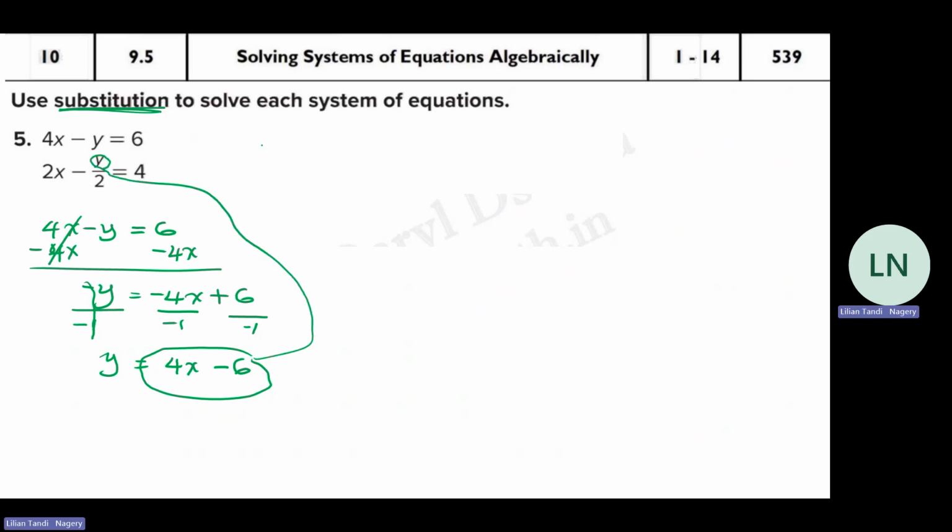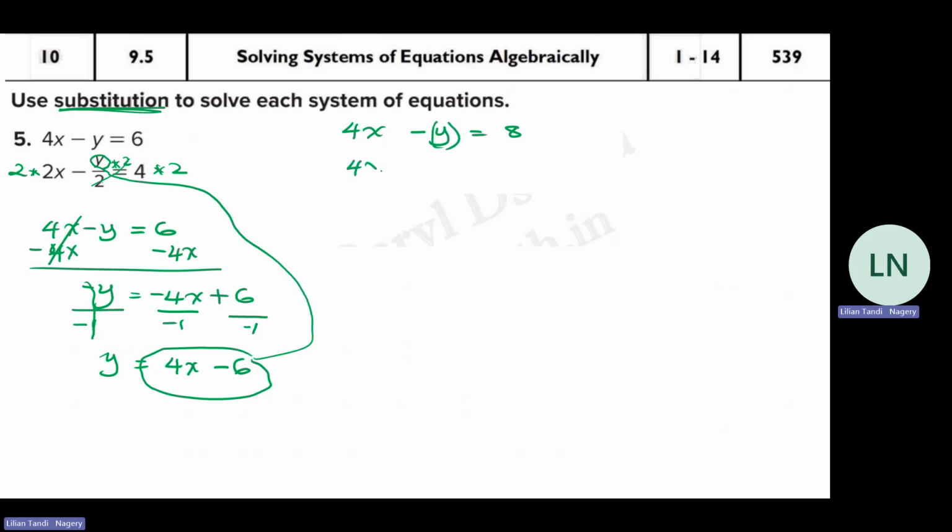I'm going to take this and replace it here. But before that, I want to remove this 2. So multiply all your terms by 2. This 2 and this 2 will go away. So your new equation will be 4x minus y equals 8.